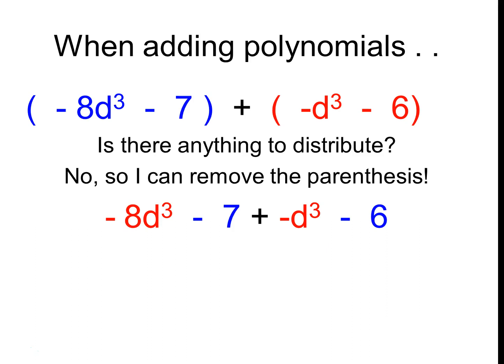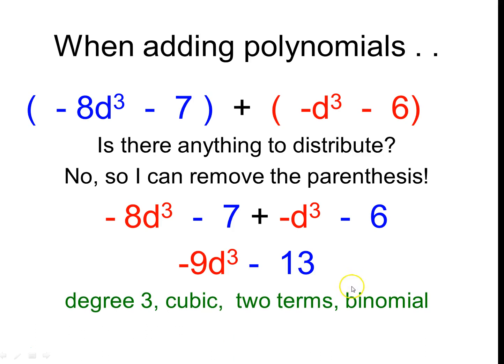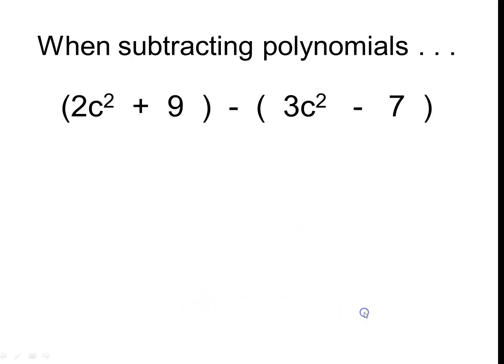And now I can see and combine like terms, can't I? So this is negative 8d cubed. This is negative d cubed. I combine those. I think I get 9 of them. Negative 9d cubed, negative 7, negative 6, negative 13. The name of this is a cubic because it has a degree of 3. It has 2 terms. It's a binomial.